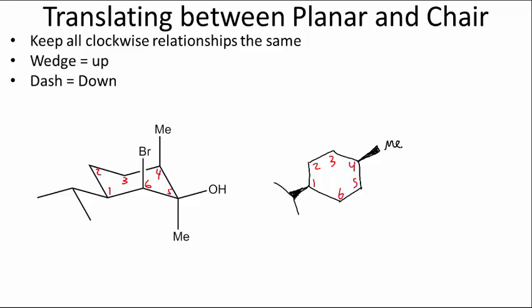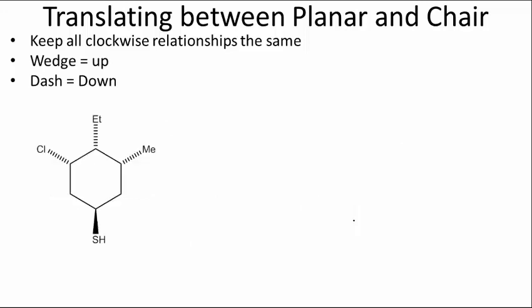Carbon 5, well, I've got one group up and one group down, so I'm going to have a wedge and a dash. What goes on the wedge? OH, because that's up. Methyl goes on the dash because that's down. And then carbon 6 has a bromine also pointed up, so that's going to be a wedge. So doing that translation, you just follow those rules, and it's pretty straightforward. And don't get hung up on the fact that you make an arbitrary choice and there's lots of correct ways to draw the answer.